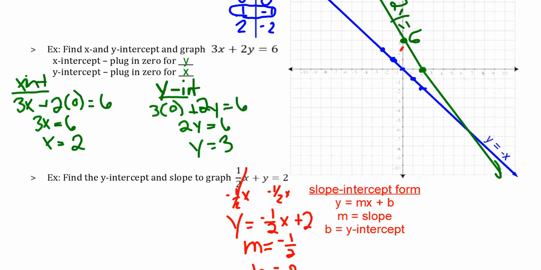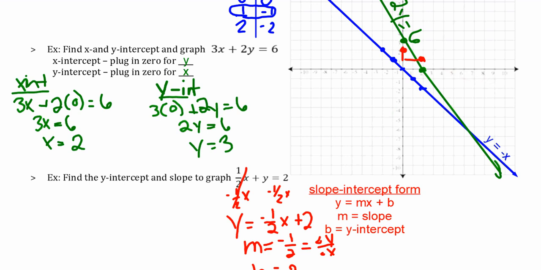So we use this to graph the line by saying first, okay, my y-intercept is 2. So 2 on the y-axis is where I'm going to graph my line. And then my slope is negative 1/2. Now slope we might call rise over run, or change in y over change in x. So the change in y is negative 1. That means I'm going to go down 1 unit from here. And then the change in x is positive 2. So if I go over 2 units, here's the next point on my line.